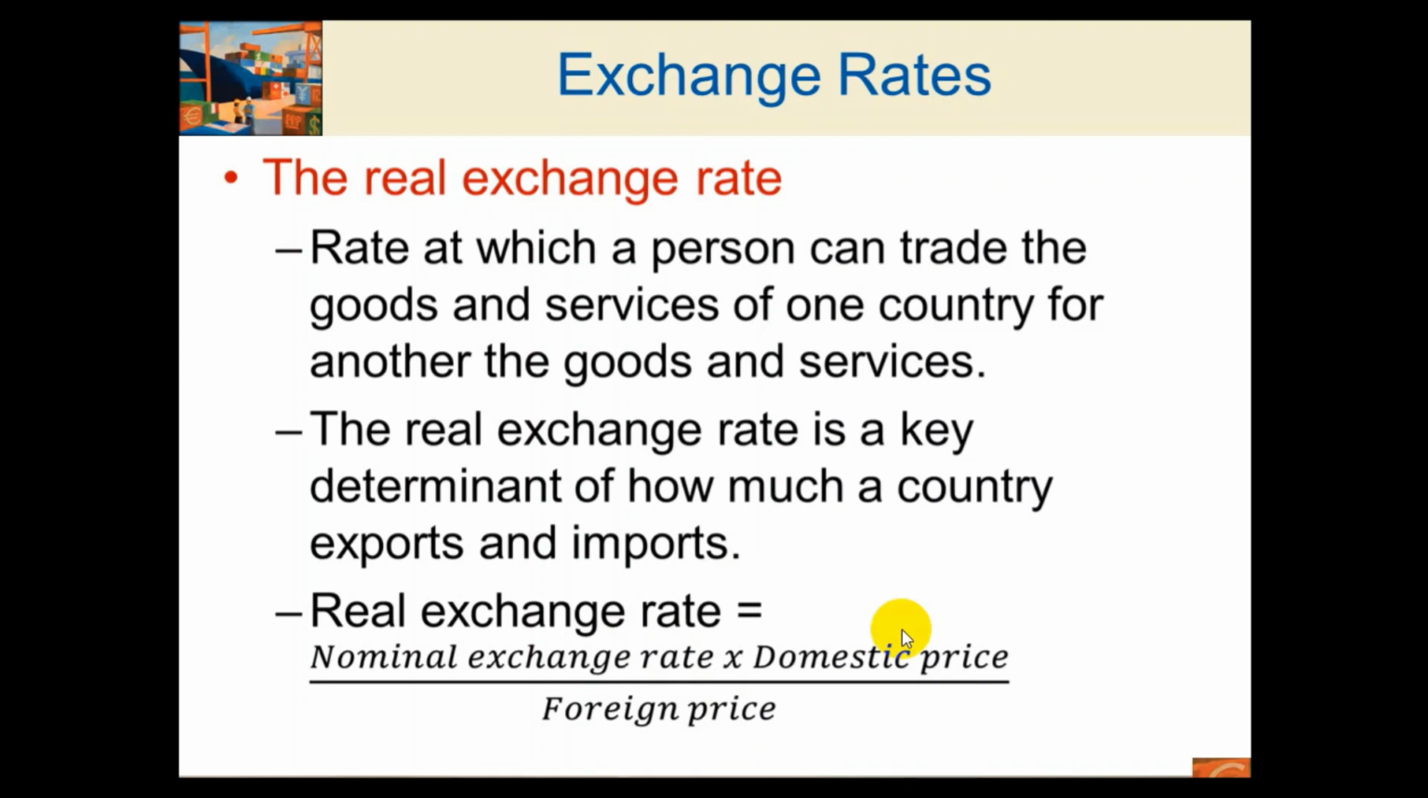We can calculate the real exchange rate with the following formula in this slide. The real exchange rate is the nominal exchange rate multiplied by the domestic price and then divided by the foreign price. From this formula, we see the real exchange rate depends on the nominal rate and the price of goods in two countries, domestic and foreign price, with goods measured in local currencies.